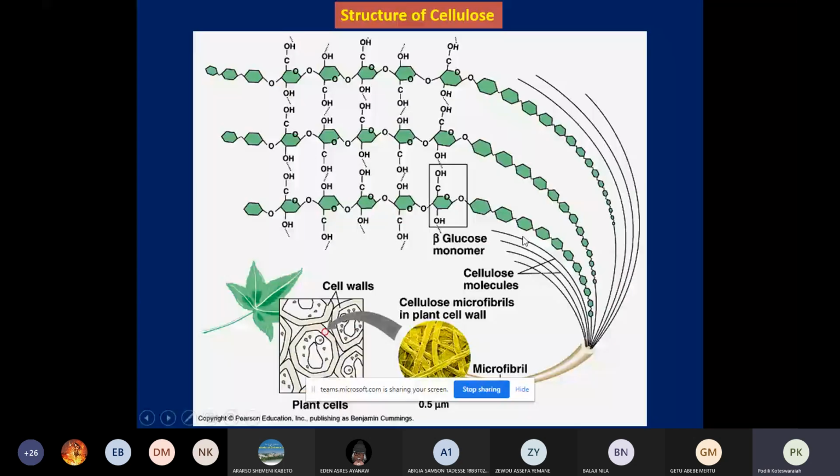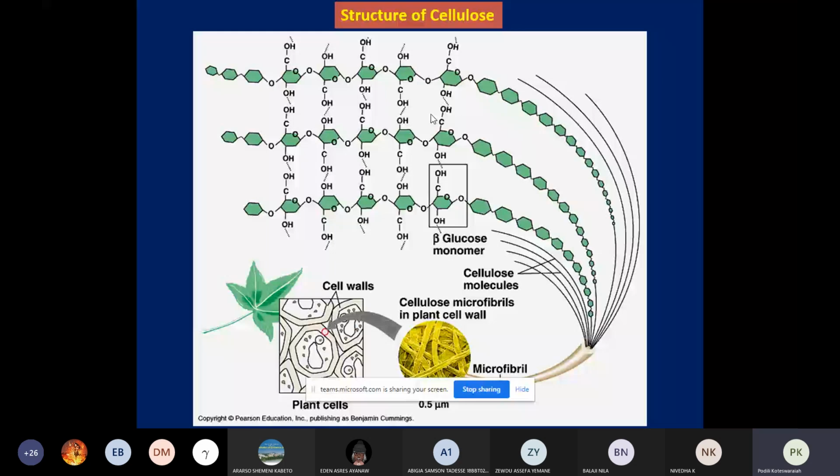And if you see the structure of the cell wall, the cell wall has many cellulose microfibrils. Each cellulose microfibril has several cellulose molecules. All these linear cellulose chains are connected to each other by interchain hydrogen bonding, and this interchain hydrogen bonding gives rigidity to the cellulose, which gives rigidity to the plant cell wall.